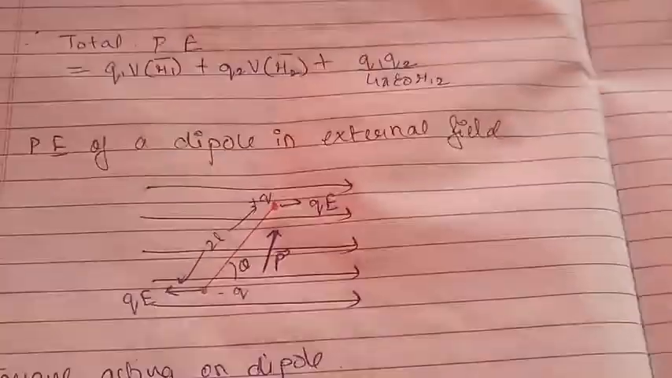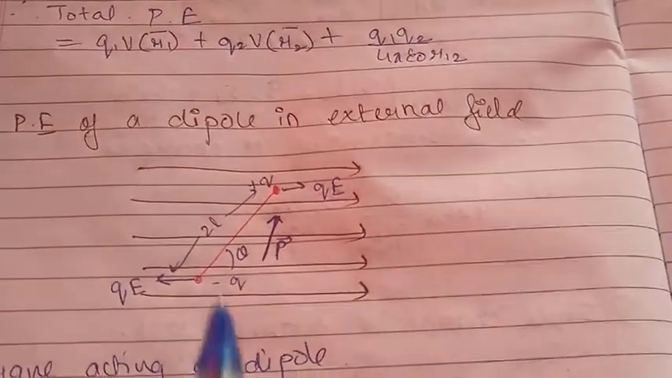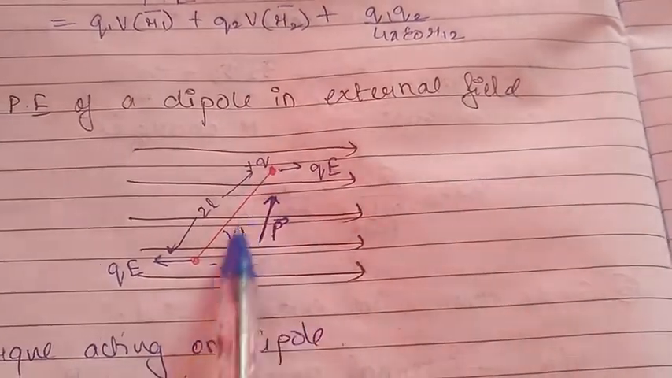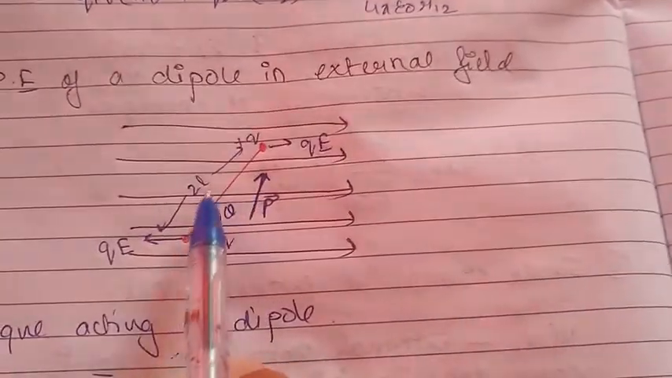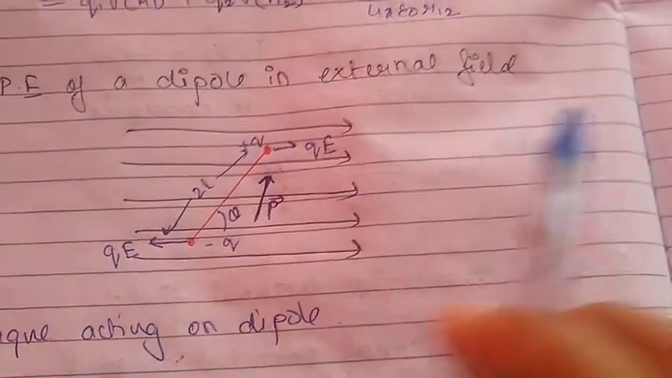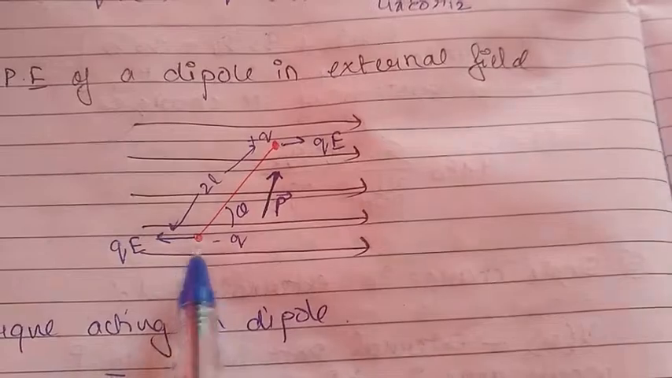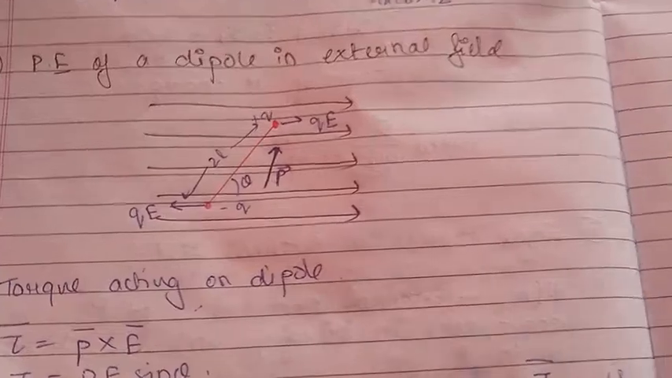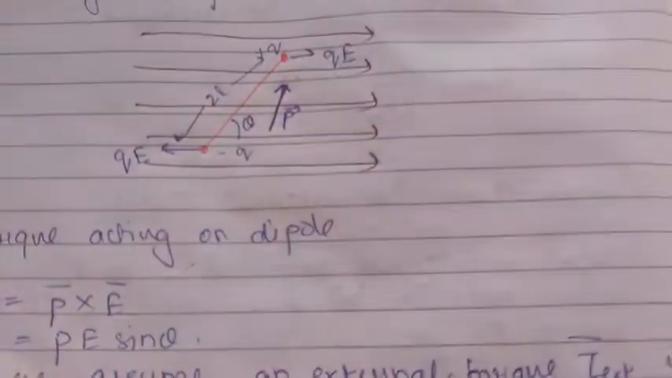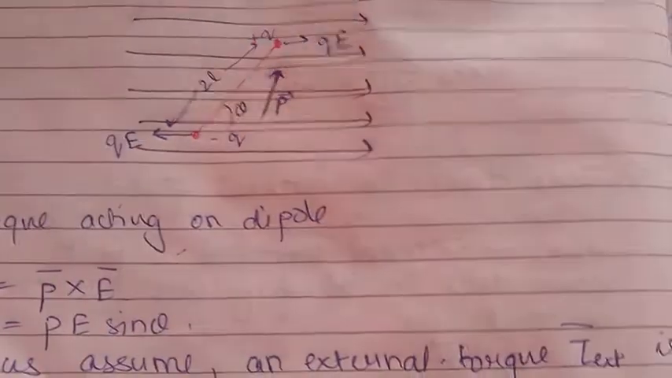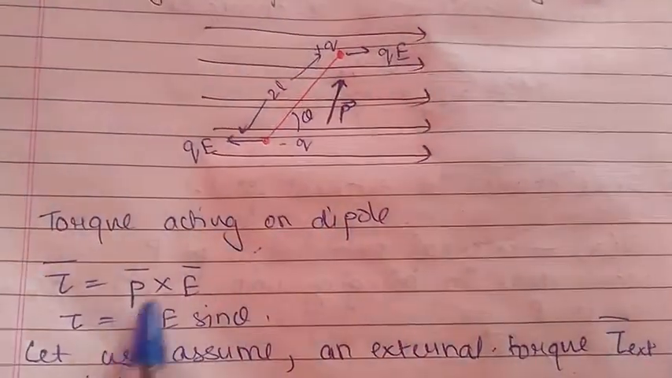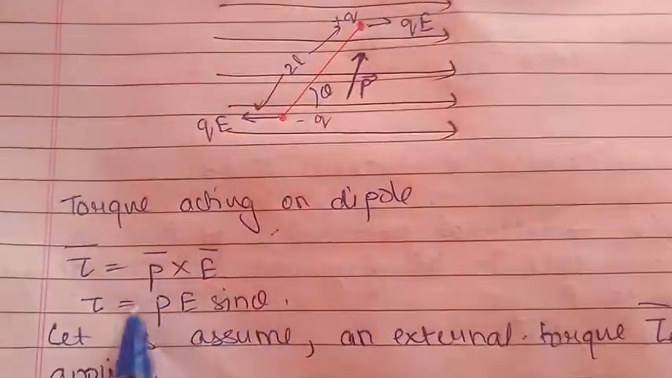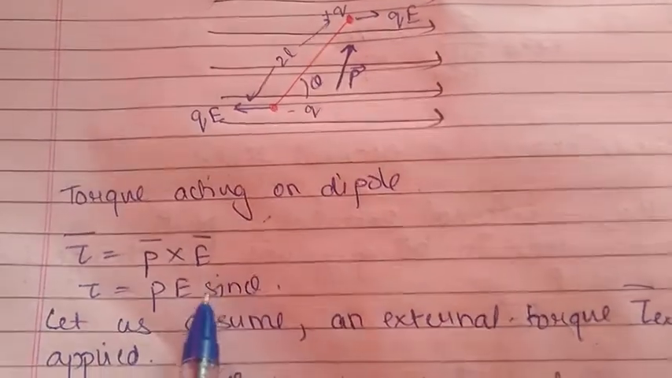Now you can see the next one, that is potential energy of a dipole in an external field. Just consider this as an external field, and this is a dipole, drawn in red color. As you know, a dipole is a system of two equal and opposite charges separated by a distance. So this is charge minus q, this is plus q, and the distance is 2l. Now the torque acting on the dipole, as you have learned in your previous standard, 11th standard, you can just revise that topic once. So the torque acting on the dipole is the cross product of the dipole moment and the external field, so the magnitude you can write as PE sine theta.